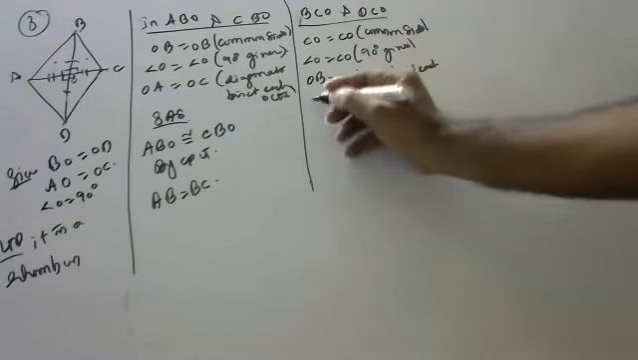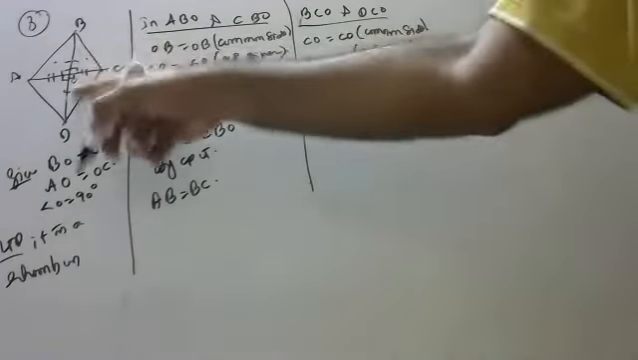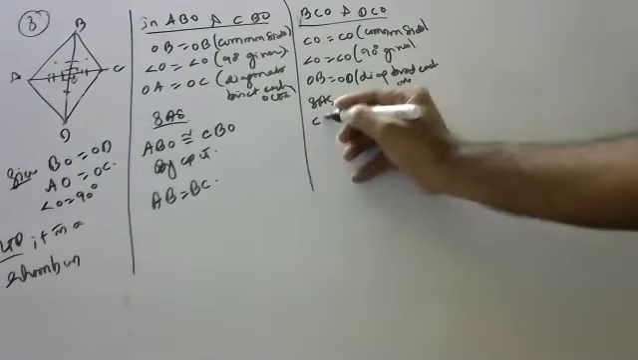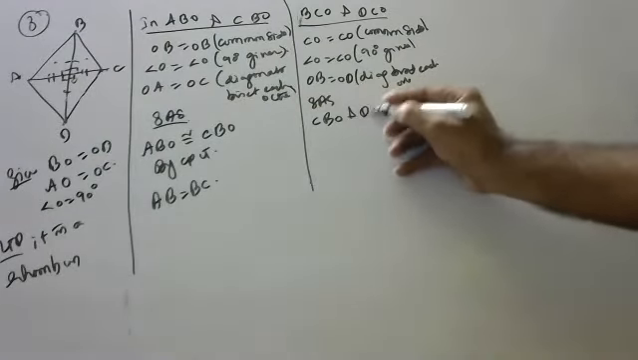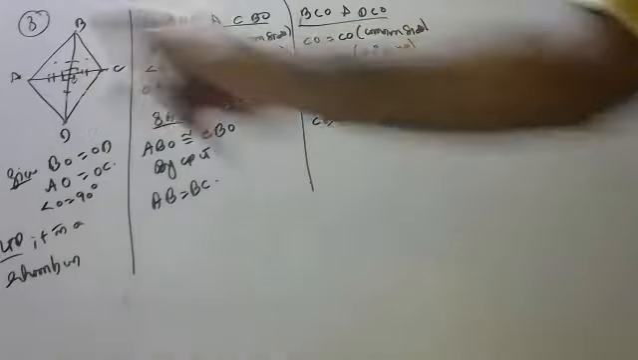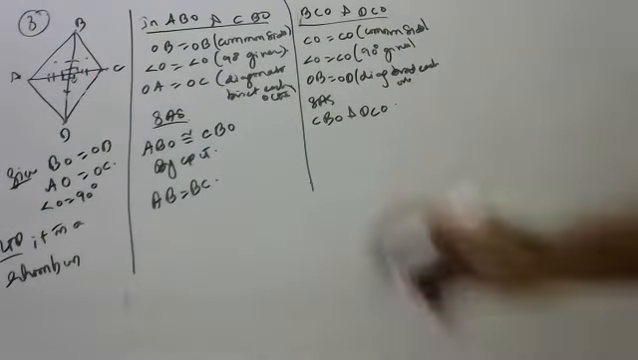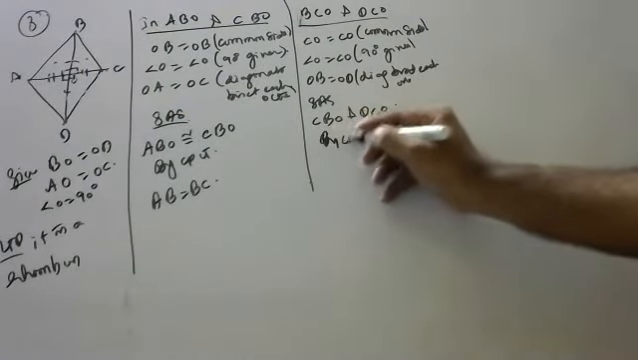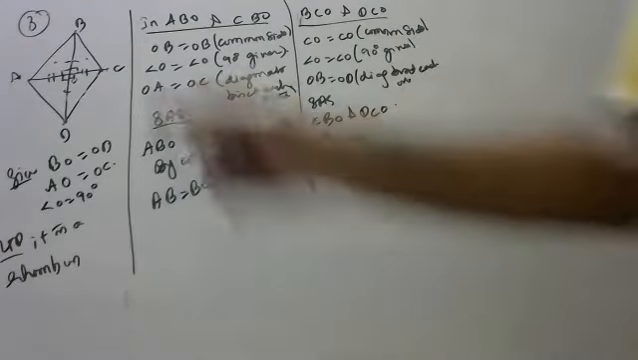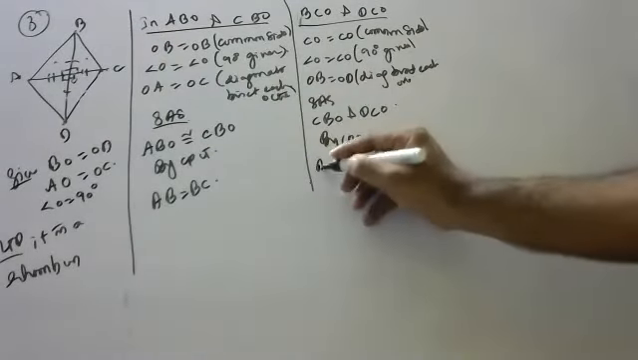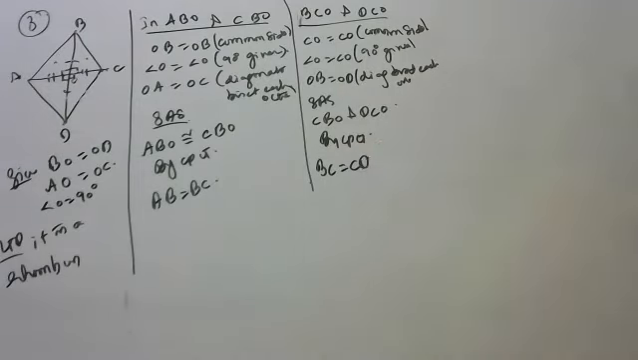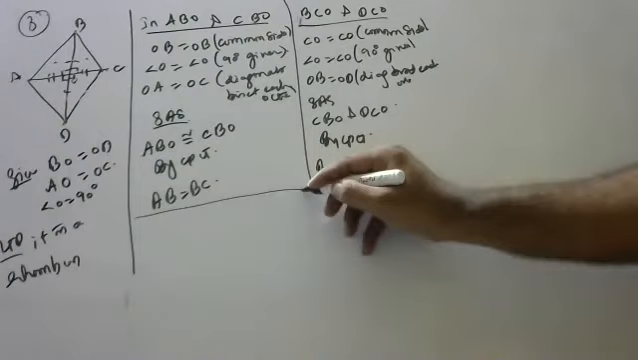So by again SAS, children, both triangles are congruent. If two triangles are congruent, all sides and all angles are equal. So children, by CPCT, what can we say? BC is equal to CD. Okay, children. Hope you are able to understand. No, sir, we are not able to understand this.